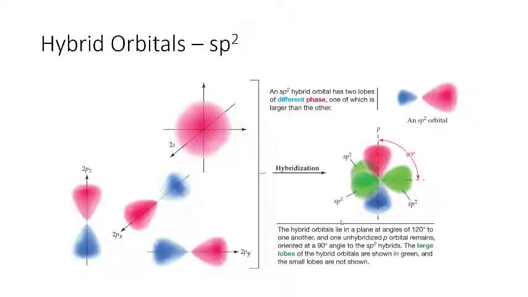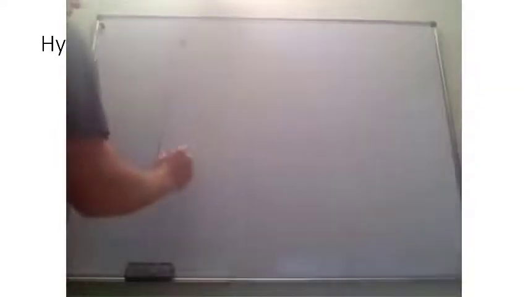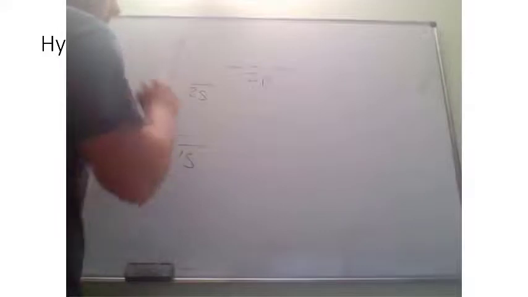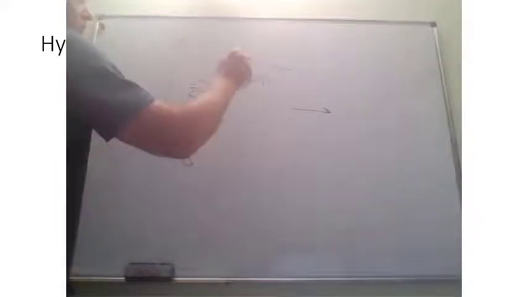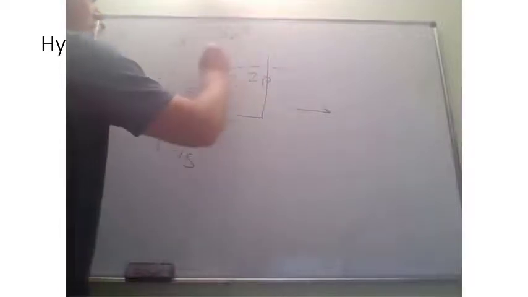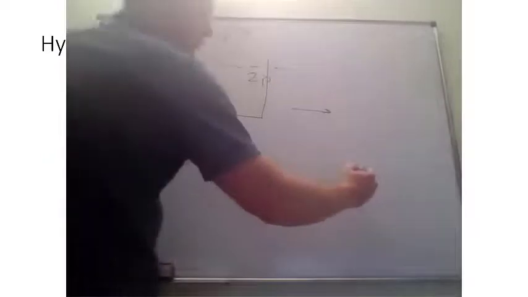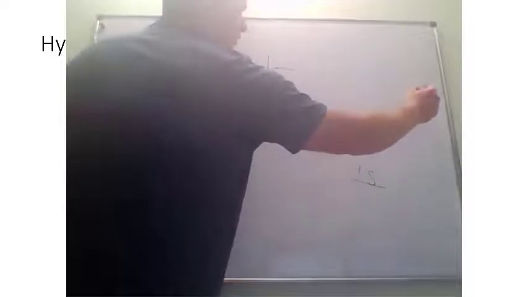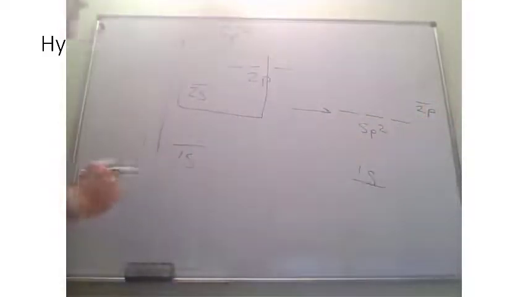So let's take a look at our sp2 hybrid orbitals and see what geometry we're going to get in this case. If we go back up on the board and look at our energy diagram, we have 1s, 2s, 2p. When we hybridize for an sp2, we're taking two different p orbitals and one s orbital. So now we're going to have our 1s, three sp2 orbitals, and then one remaining 2p. So I guess that would be 2 sp2.